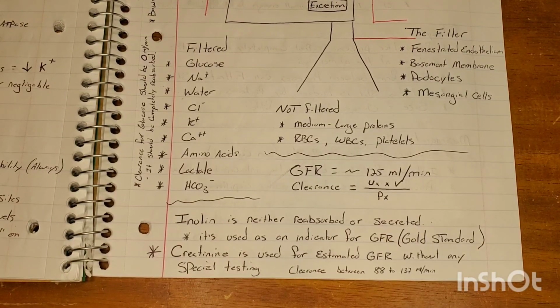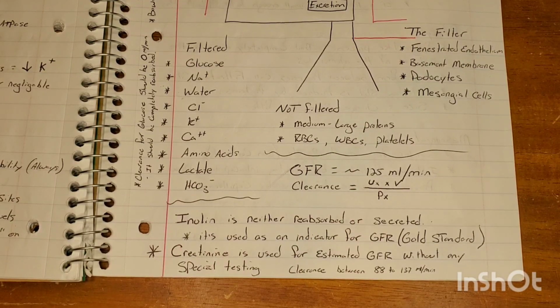A GFR above 100 is good. If you get down below 100, you're starting to see some issues with the kidney. If you get down further, you're going to start seeing kidney failure, dialysis, things like that, where your kidney really needs help.